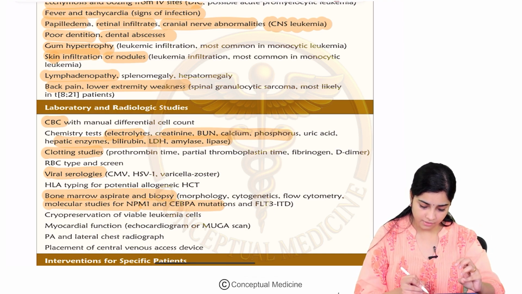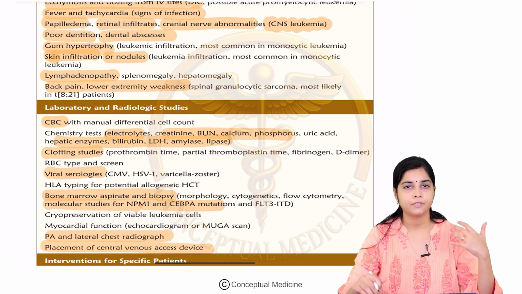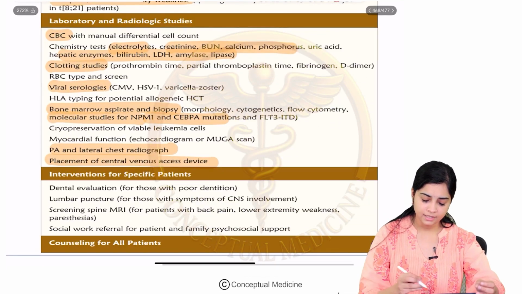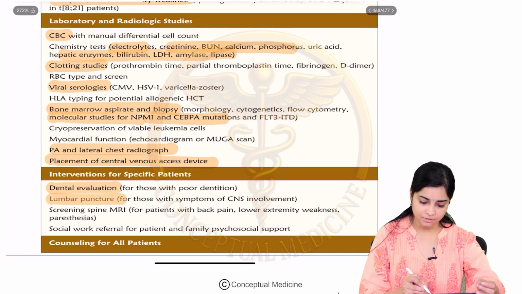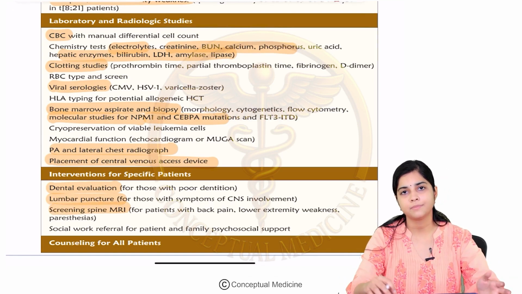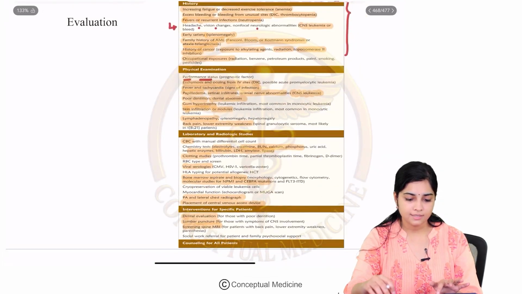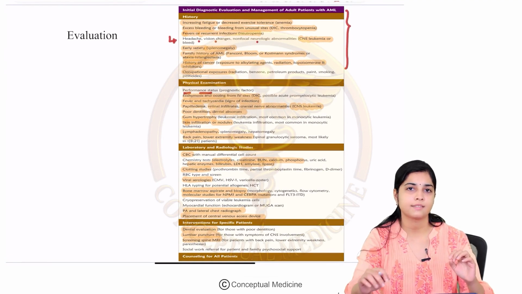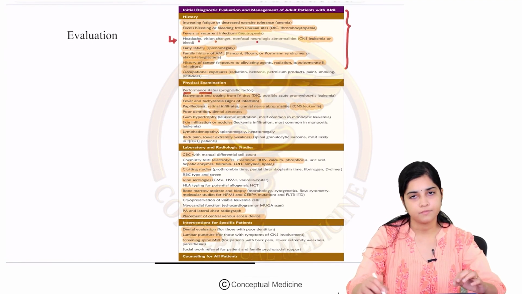Then you may also have to do a chest X-ray, and you may have to place a central line because you may have to give chemotherapy, right? Dental evaluation, lumbar puncture, screening MRI, all of this will be done based on the symptoms that the patient is having. So this is about how you do a comprehensive history, physical examination and the tests that you want to order in a patient with AML.